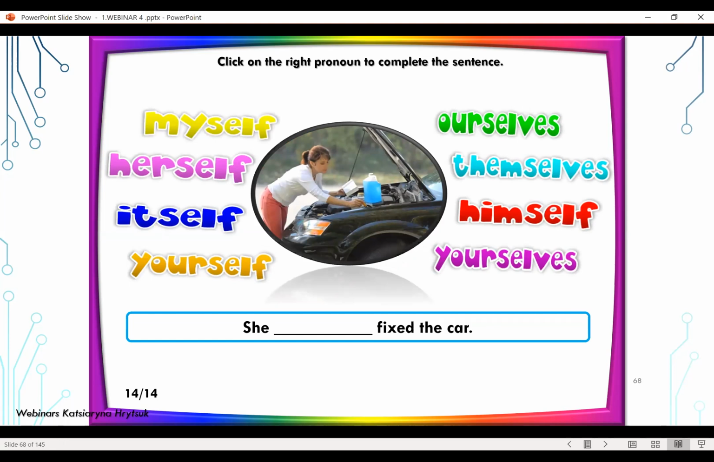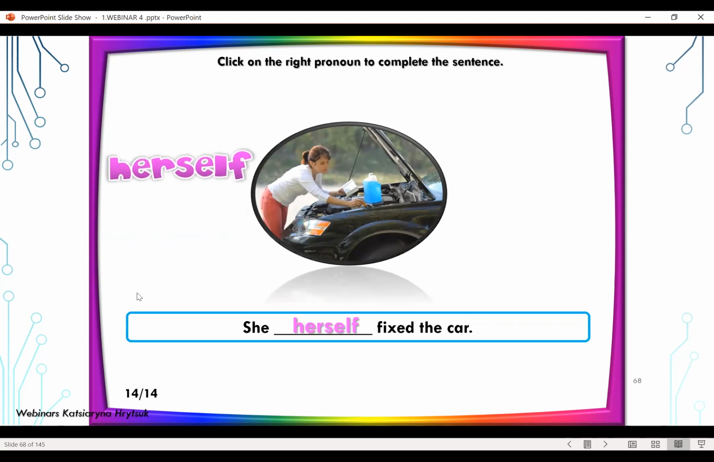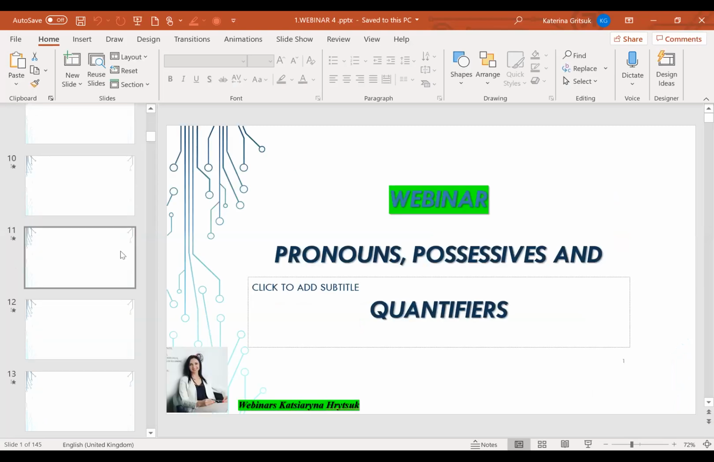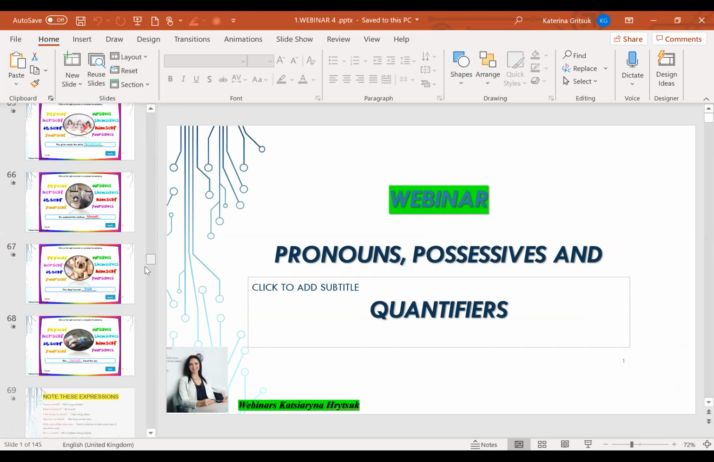She. So it's not at the end of the sentence, you see? I changed it. Not at the end of the sentence, so be careful. She herself fixed the car. Good. So she fixed her car herself, and she herself fixed the car. And here is the difference, emphatic and reflexive pronoun. That is, oops. Let me go back. That is the difference between them.